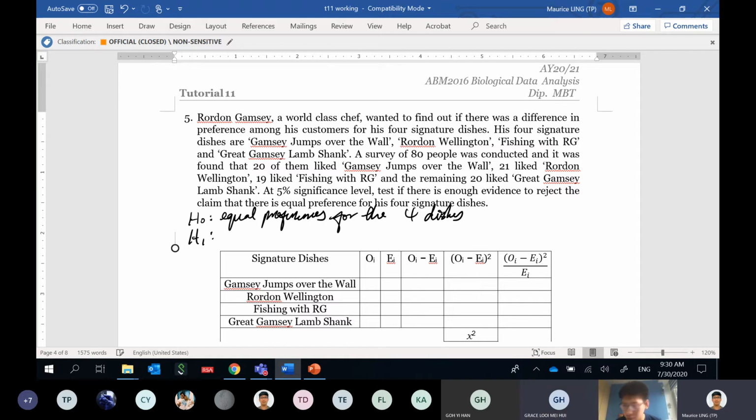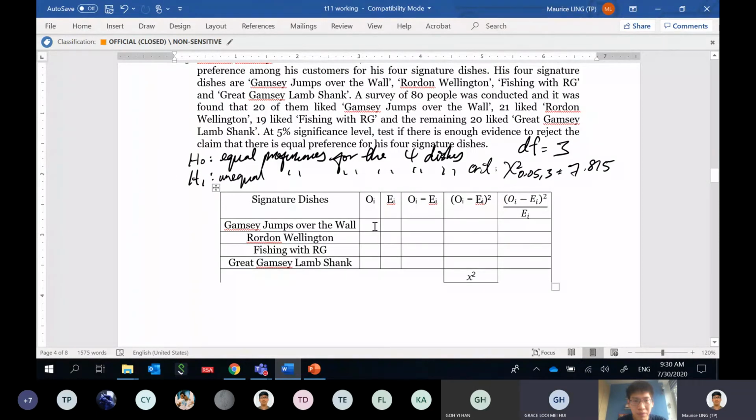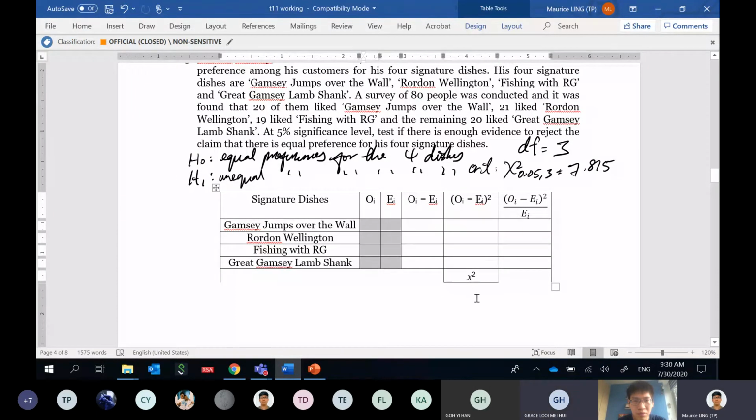Alternate hypothesis? There is no equal preference. Yes, so you say difference, unequal. Degrees of freedom? 4 minus 1 is 3. Then your critical value? The critical value is 7.815. Okay, good.